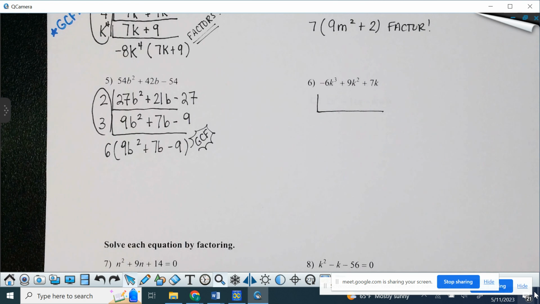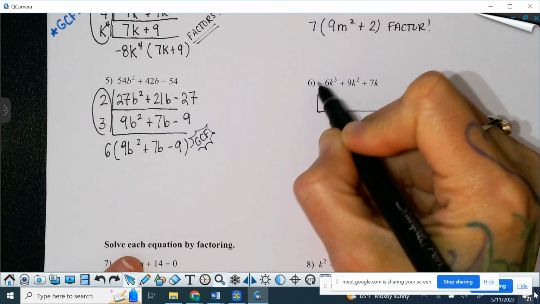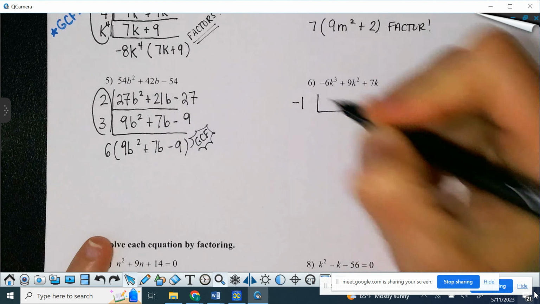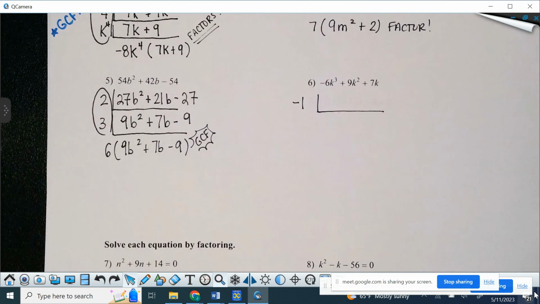Right, perfect. There is not a number that is common other than 1 between -6, 9, and 7. There is a negative in the front, so let's go ahead and pull out a negative, which we can call a -1, because that's going to make your front number positive. The front number positive and to be a 1 is your goal always.